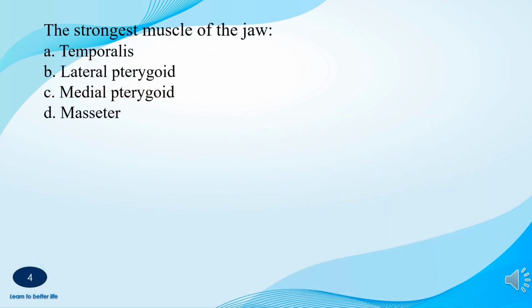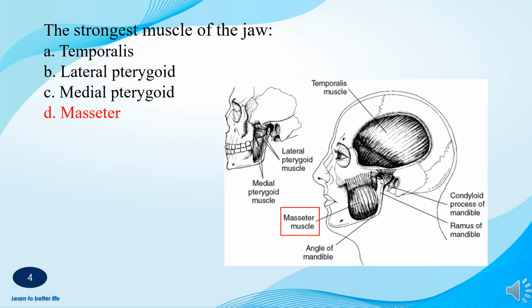The strongest muscle of the jaw is? A. Temporalis. B. Lateral pterygoid. C. Medial pterygoid. D. Masseter. The answer is D. Masseter.